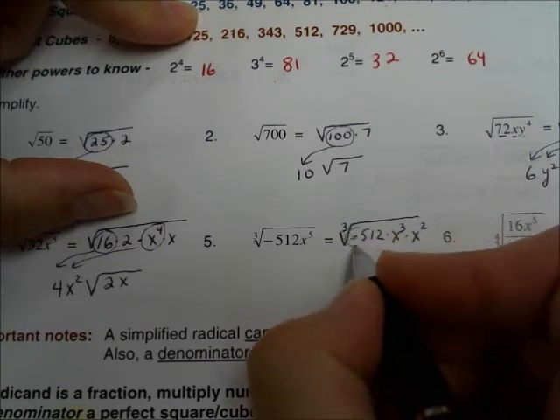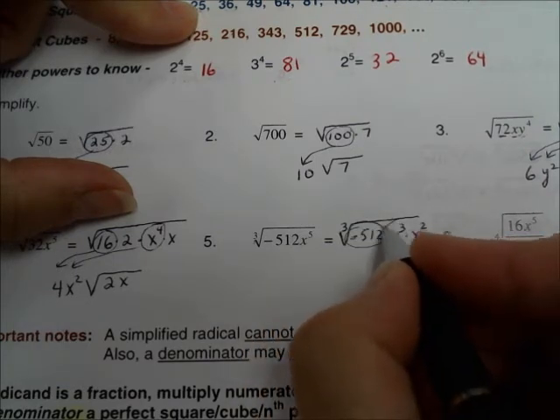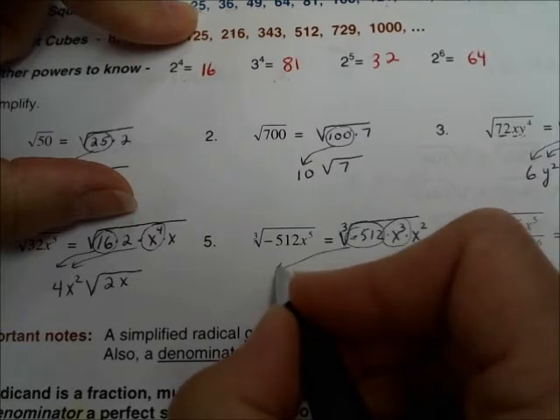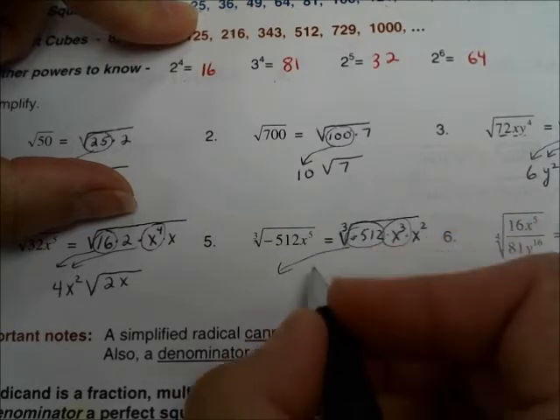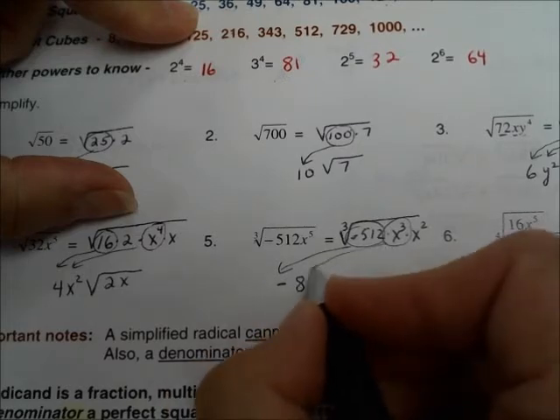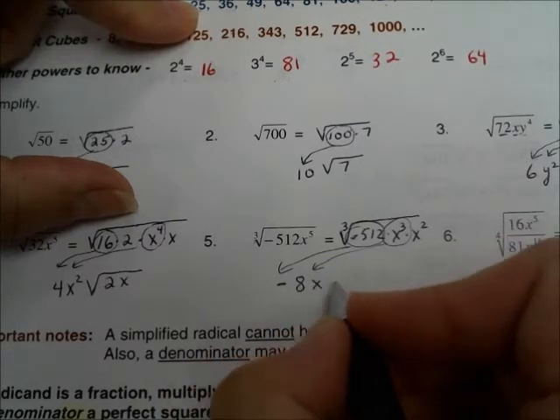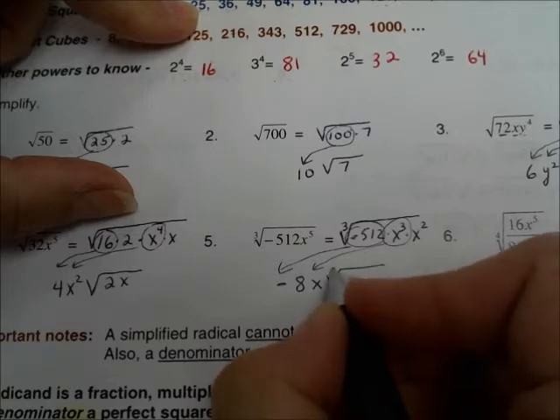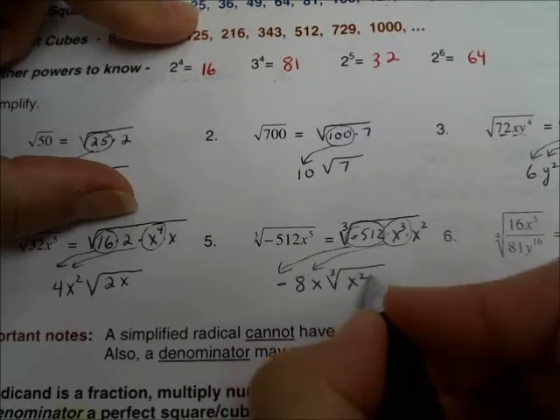So we're going to take the cubed root of negative 512. We're going to take the cubed root of x to the 3rd and bring them out front. Cubed root of negative 512 is negative 8. The cubed root of x to the 3rd is x to the 1st. And then what stays underneath the cubed root? The x squared.